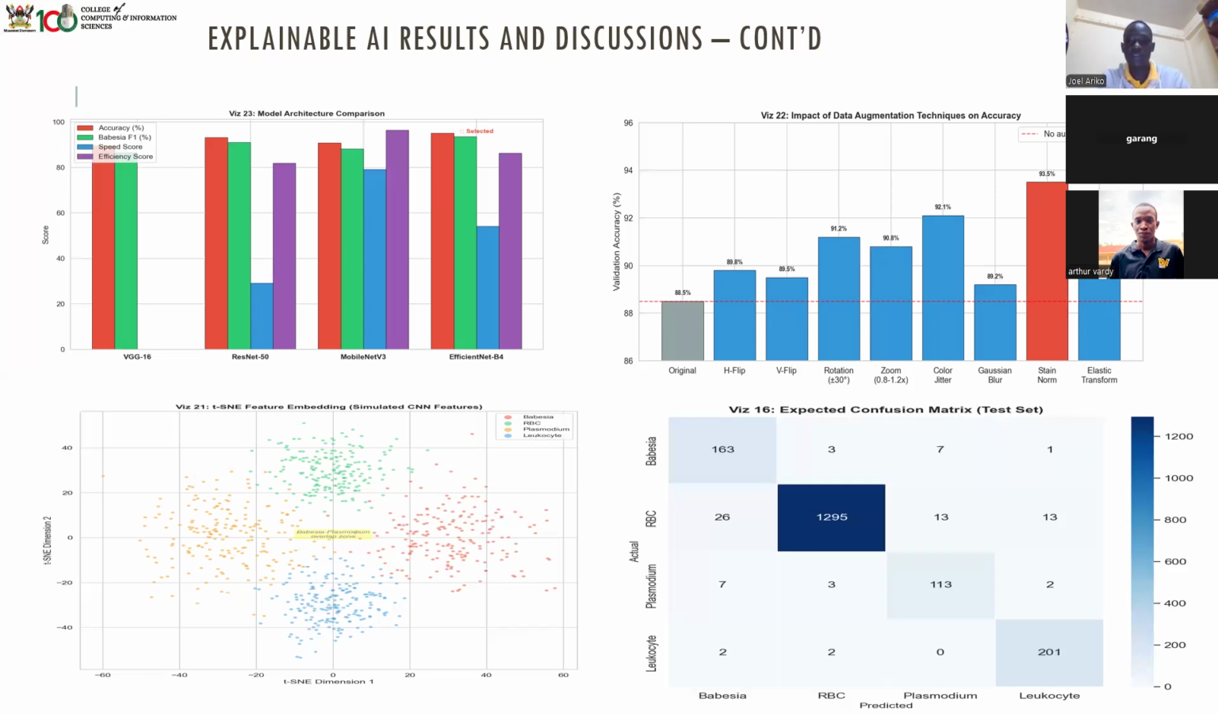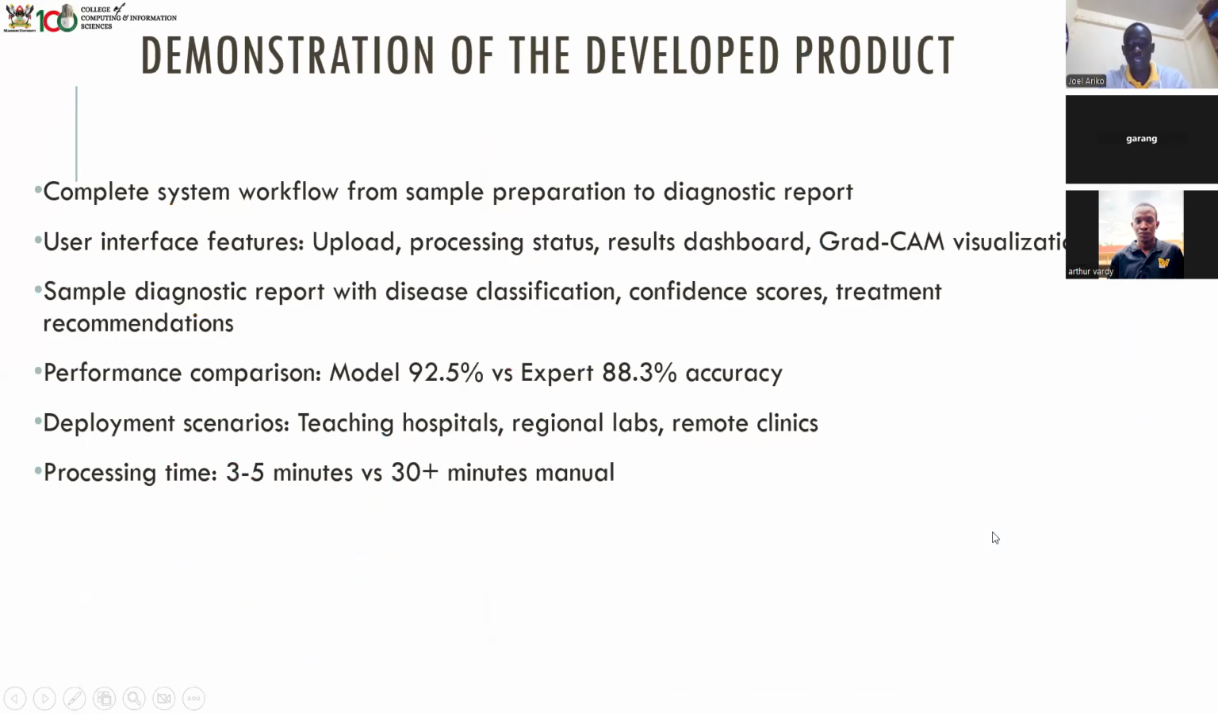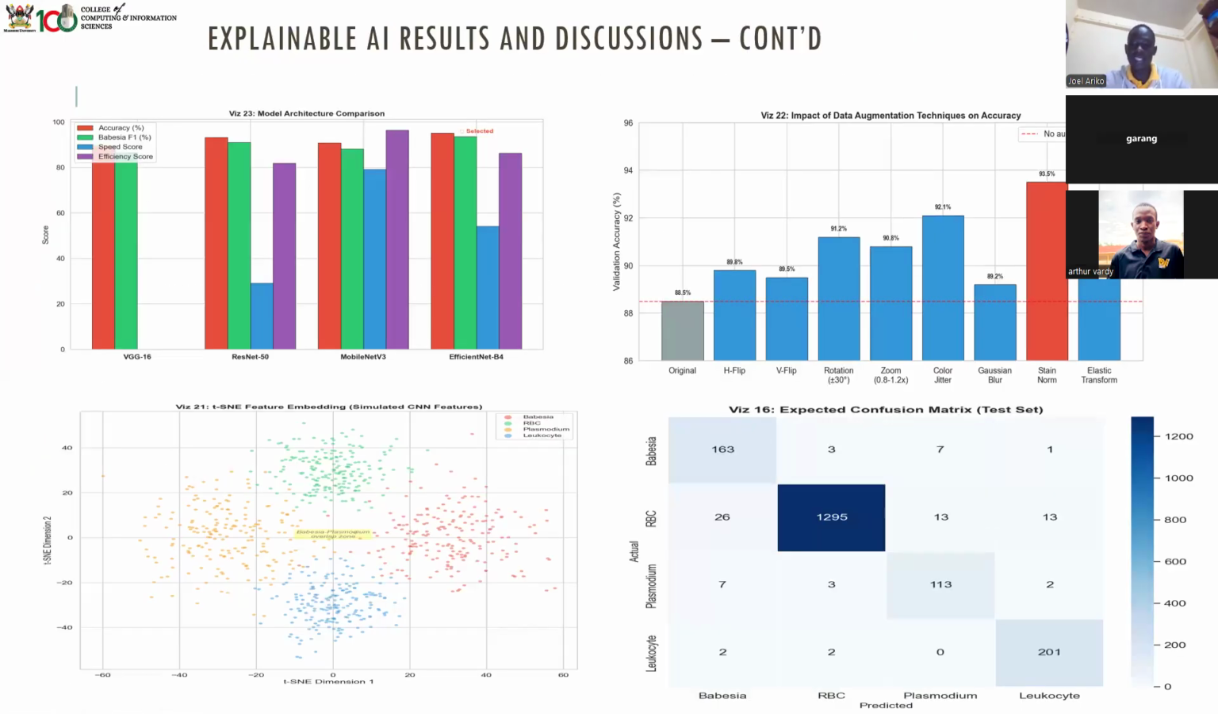Then we also have the expected confusion matrix. That matrix helps us to know where the model is actually struggling. So here it enables us to make an error analysis baseline.